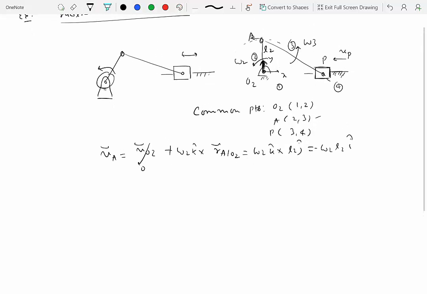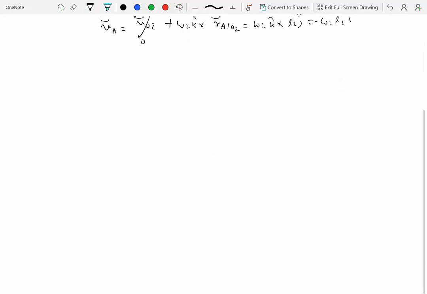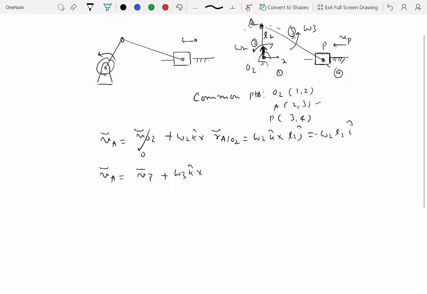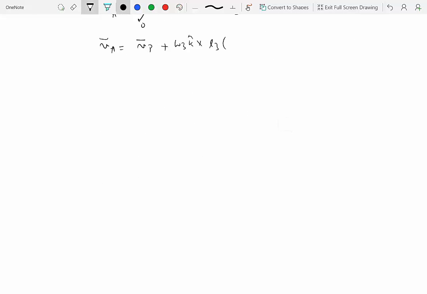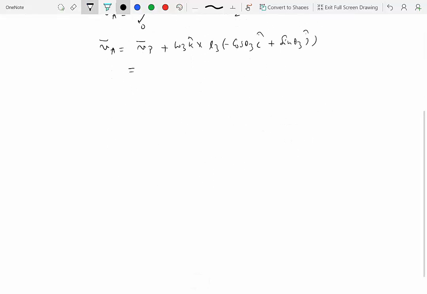Right? Okay, we can also write the velocity of point A with respect to rigid body 3, choosing P as a reference point. So let's do that. Velocity of A, choosing velocity of P as a reference point, plus omega 3 k hat cross, we need to write this vector, right? L3. So we need to know something about this angle. Let's say this is theta. So that's L3 cosine theta minus i hat plus sine theta j hat. Actually, I'm writing theta 3 here. So let's just do theta 3. That's okay.